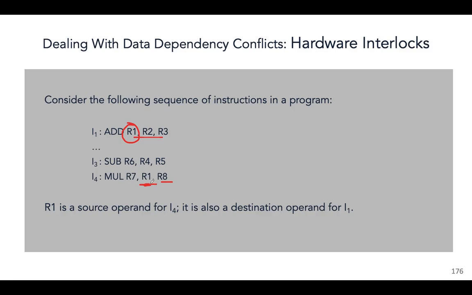So this R1 is going to be used, the contents will be multiplied with R8 and the result will be stored in R7, right? In this case, R1 is a source operand for I4, which is also the destination operand for I1. So there could be a possible conflict depending on whether I4 will start before I1 finishes. Alright, the hardware interlock will detect it, and then it will try to delay I4 by enough clock cycles just to make sure that by the time this starts, R1 has been successfully written by I1.